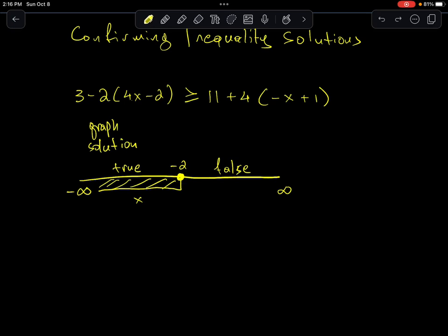To confirm our solutions, I need to pick a number from this area, plug it in, and see if I will get a true statement. Then I will pick a number from this area, plug it in, and see that I will get a false statement. So in the second case, when the number is from the false area, I should find a false statement, and that would be a good thing.